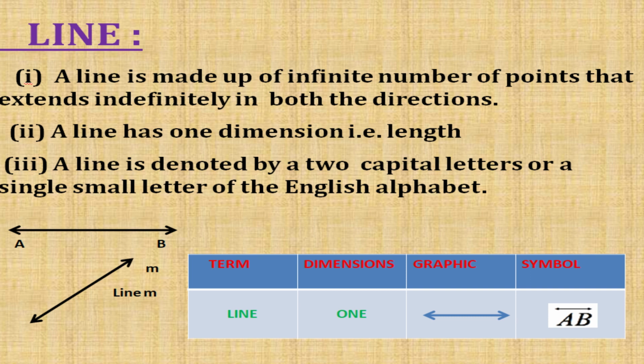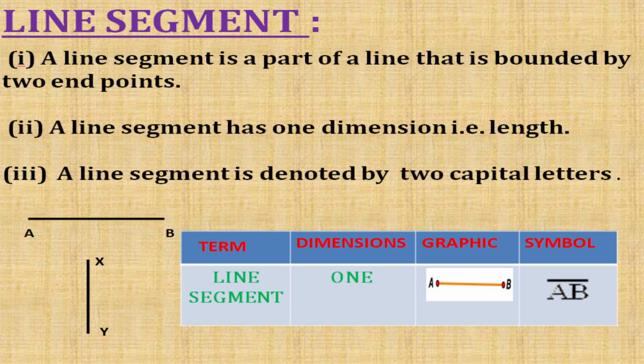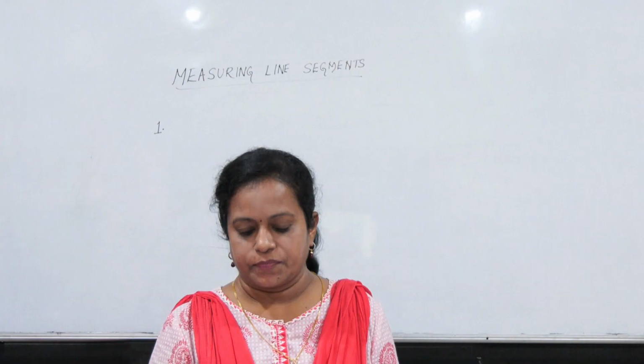And the next one is line segment. A line segment is a part of a line that is bounded by 2 endpoints. A line segment has one dimension, that is length, and it is also denoted by using 2 capital letters. पर वहाँ पे जो symbol हम use करते हैं आप screen पर देख सकते हैं. It is not a double-headed arrow.